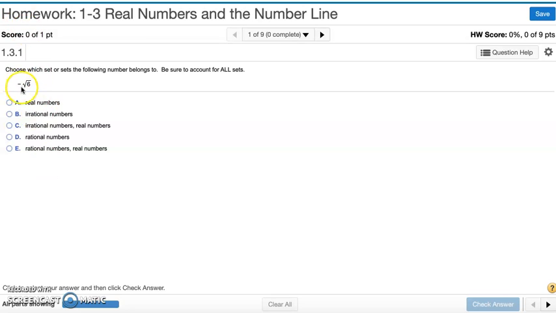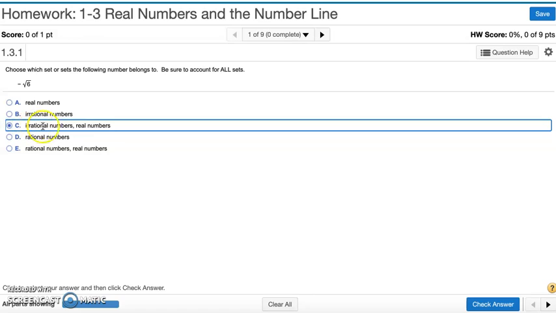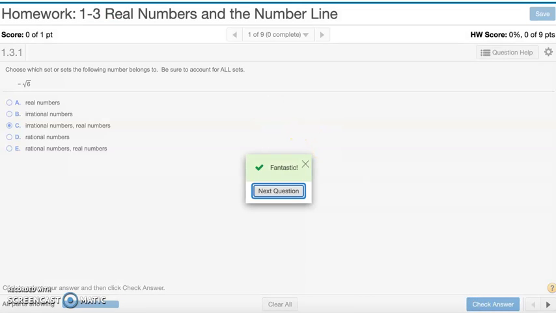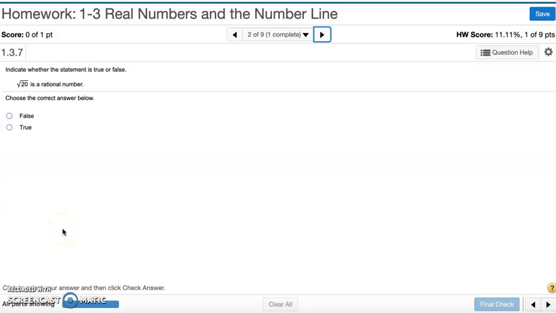So we have negative the square root of 6. You cannot take the square root of 6 nicely. It's not a perfect square. We won't get a whole number result. That means it is going to be irrational. And irrational numbers will also be real numbers. So we're going to say irrational numbers and real numbers for number 1. And that's the answer.